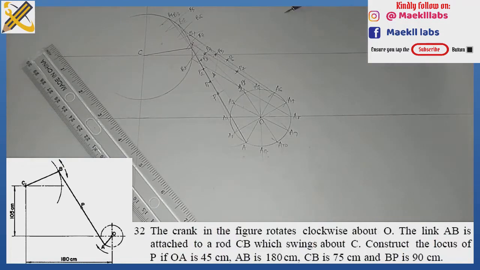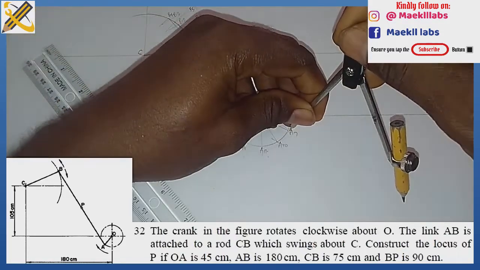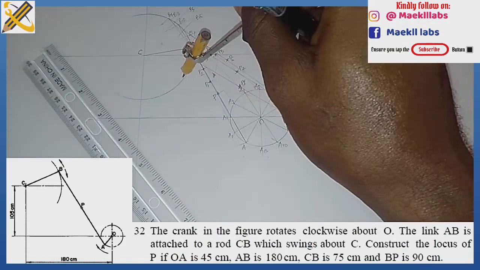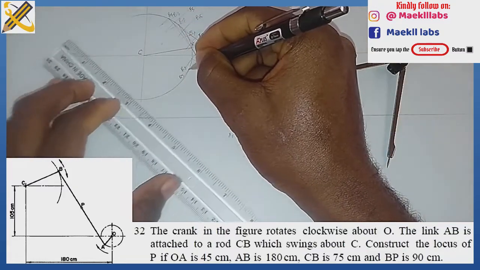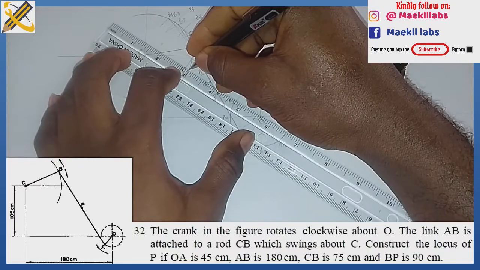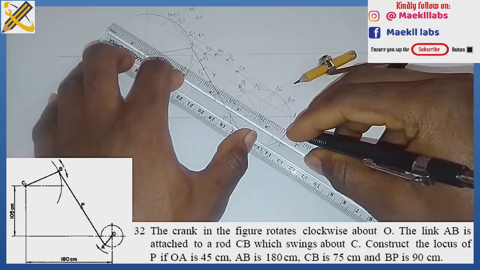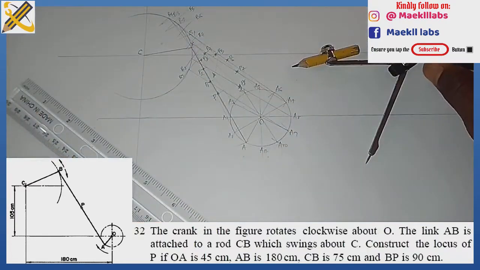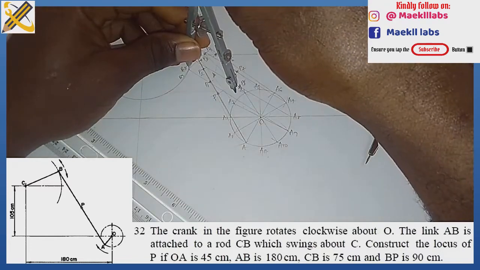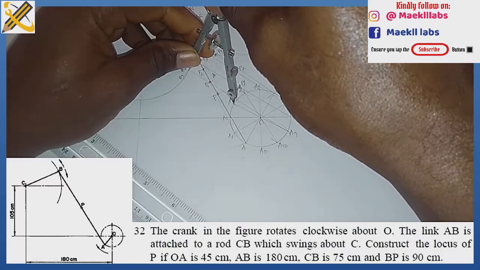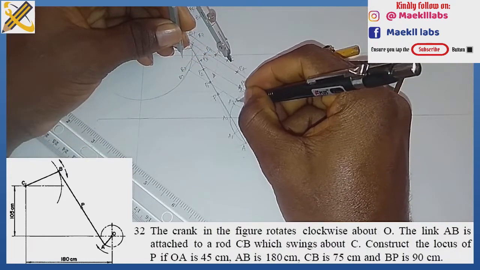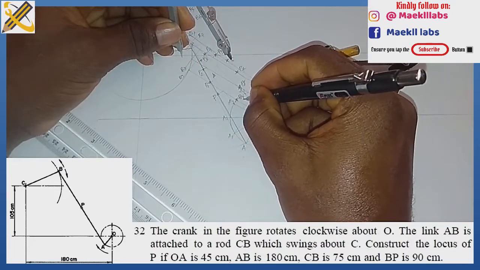Still going on point A9 with length 90, striking an arc right here. So I'm having my B9 here. This is where it touches that bigger arc. So from there to A9, I draw. Then with my mark 45 from B9, I strike my arc. This is my P9.